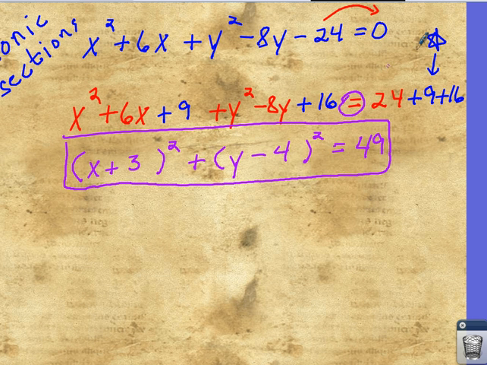So when it's in this ugly form, I don't even know what they call it. I think they call it standard form. When it's in the standard form, I usually call this transformation form. We'll talk more about transformations later, but I usually call this transformation form.